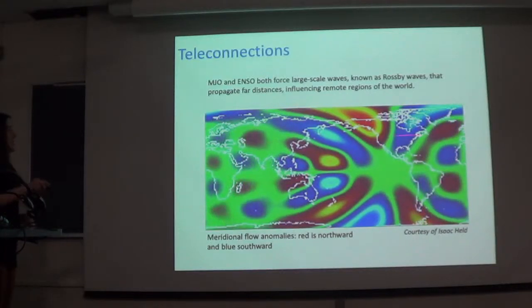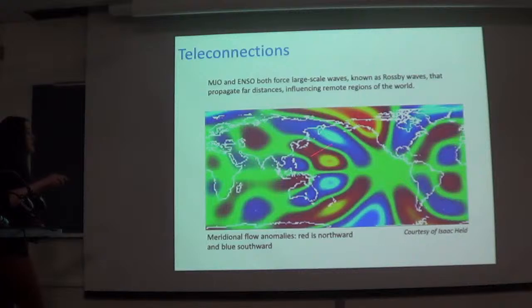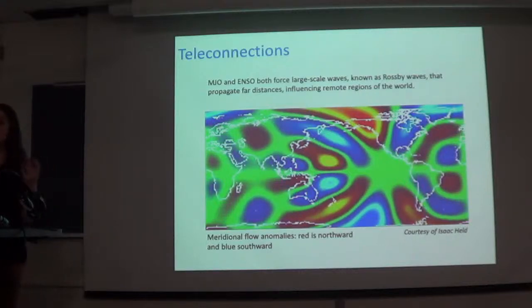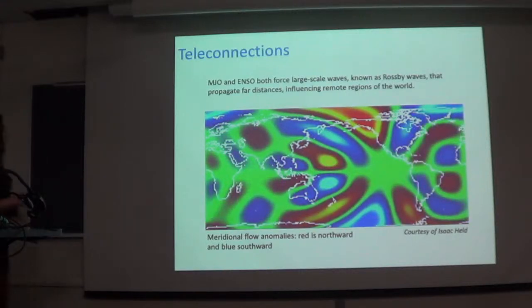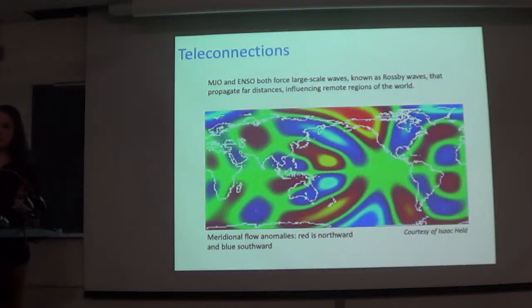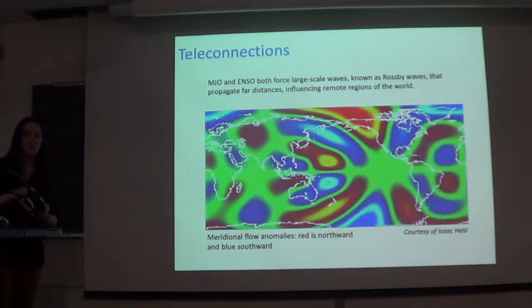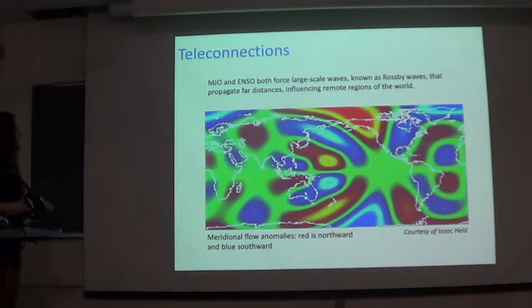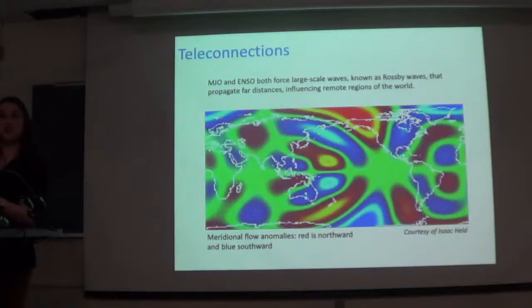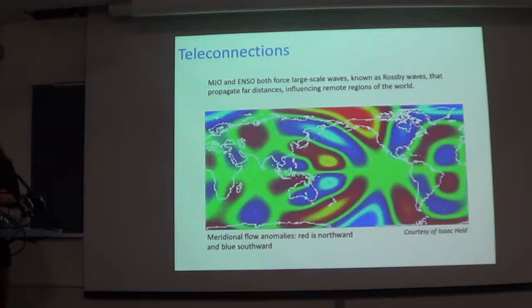So these are known as teleconnections, right? These Rossby waves form teleconnections because they connect remote regions of the world. Both the MJO and ENSO force these types of teleconnections. But remember, they operate on different timescales. So ENSO will persistently force a particular teleconnection pattern, whereas the MJO, as it propagates eastward, its teleconnection patterns will change. And I'll show you those in a moment. In reality, too, the hemispheres are not symmetric. They just are for this toy model.